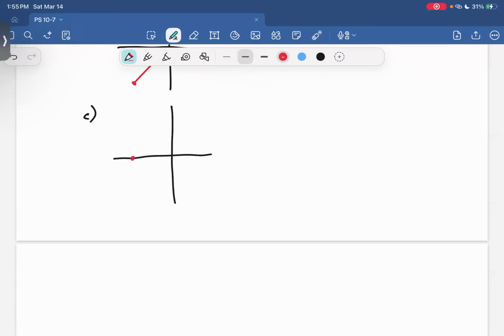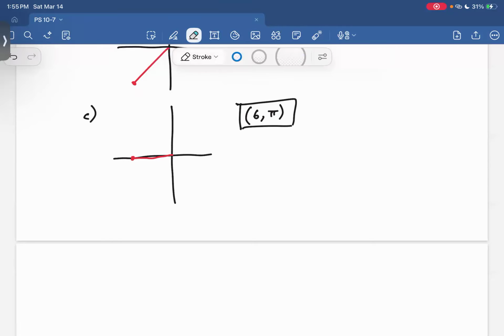that also works. Next one, negative 6 comma 0. So that's a radius of 6 and an angle of pi, right? You could have also done negative 6 comma 0. That also works.